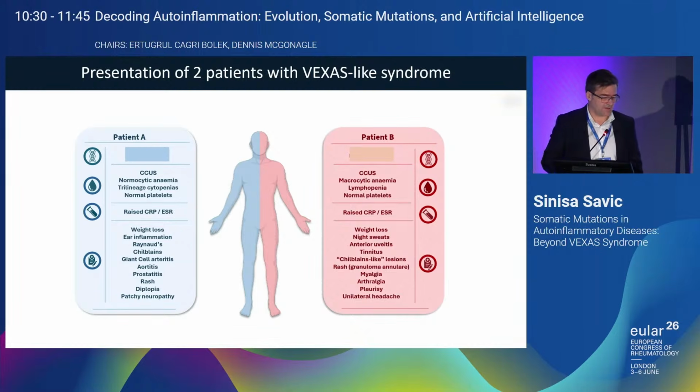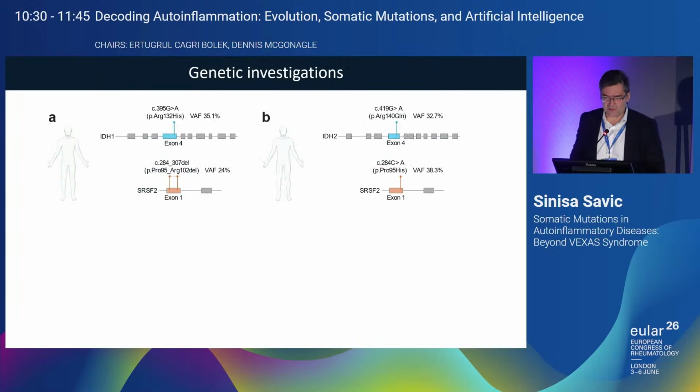And what we found in these two patients, they shared two mutations which are known to the world of hematology. This came through because we were looking for VEXAS, we did a myeloid panel, and we found mutations in two genes. One patient had IDH1 and SRSF2. The other patient had an IDH2 mutation and SRSF2. And these mutations are known to be pathogenic and have been described before.